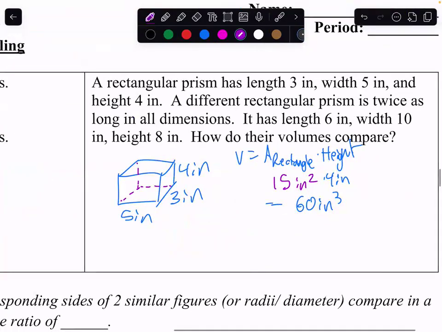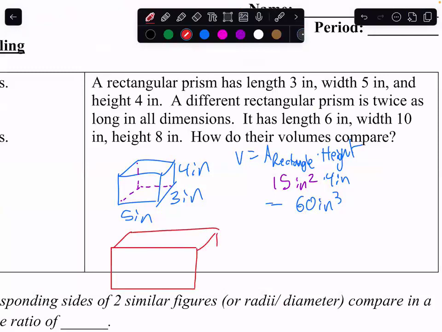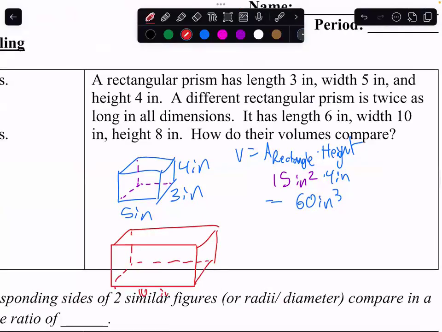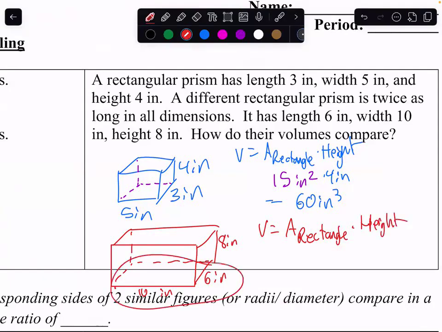Okay, and then a different rectangular prism is twice as long in all dimensions. Okay, so same thing. Volume is going to be area of the rectangle times the height. So again, I can do 10 times 6 is 60 inches squared for the bottom rectangle, times 8 is going to come out to 480.